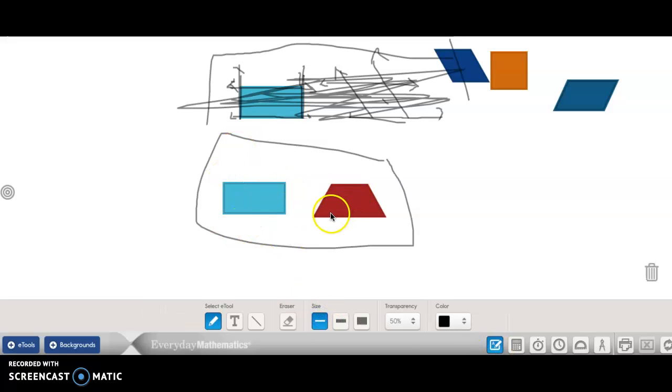So this has 2 sets of parallel lines, and the top and bottom are parallel. But if I draw this line, oops daisy. Look at, they're going to cross. So are those parallel? No. So this has 1 set of parallel lines, and this has 2 sets of parallel lines. This is a parallelogram. This is not a parallelogram. What would that be?